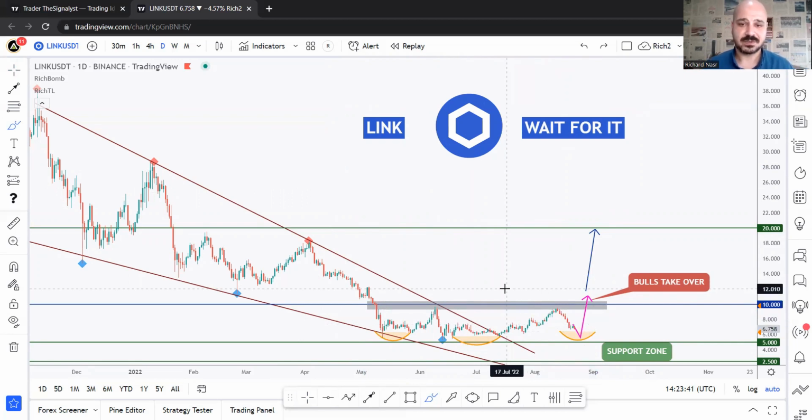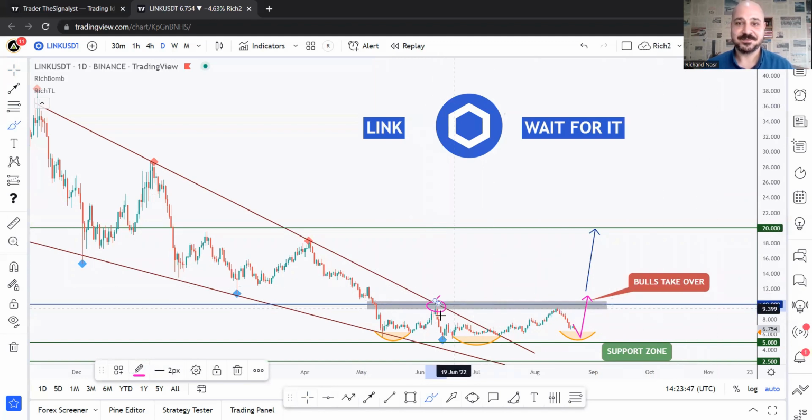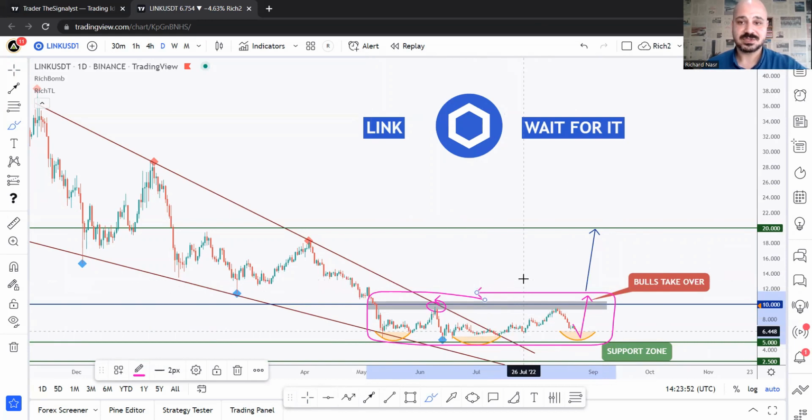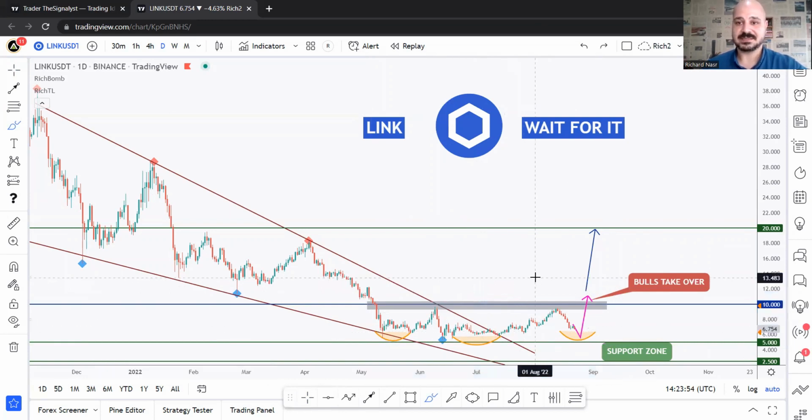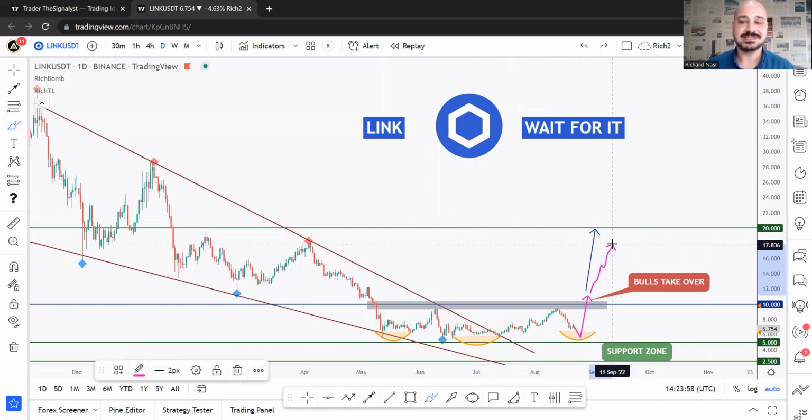But for the bulls to take over, we need to see a break above the previous major high, which happens to be around the trend line and the 10 round number, and it's also covering the entire structure. So for Link, for the bulls to take over from a long-term perspective, we need to see a break above this area. In this case, we'll be expecting a movement to the next resistance around 20.